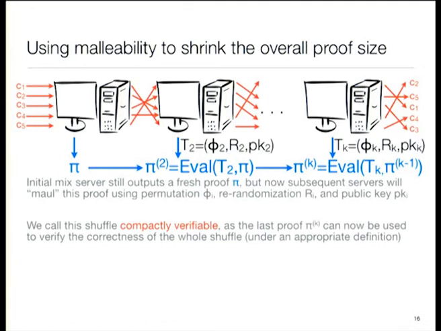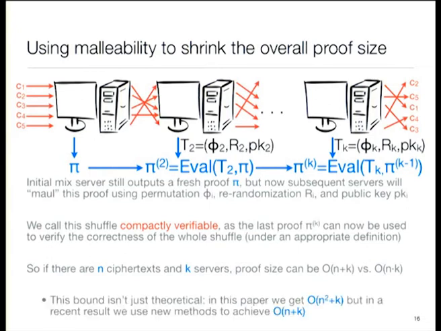All right, so if there are n ciphertexts, let's say, and k of these mix servers, then the solution we had before with the verifiable shuffles seems to require an overall proof size of O(n times k), because we needed a separate proof for each mix server. But now with just the one proof, we can get an overall proof size of O(n plus k). And I also want to mention, this isn't just a theoretical bound.